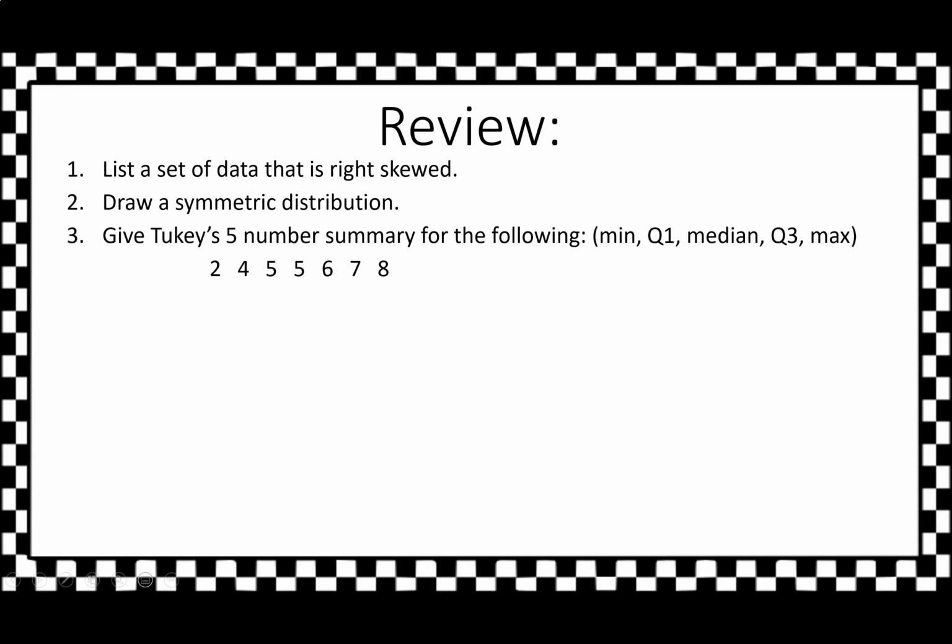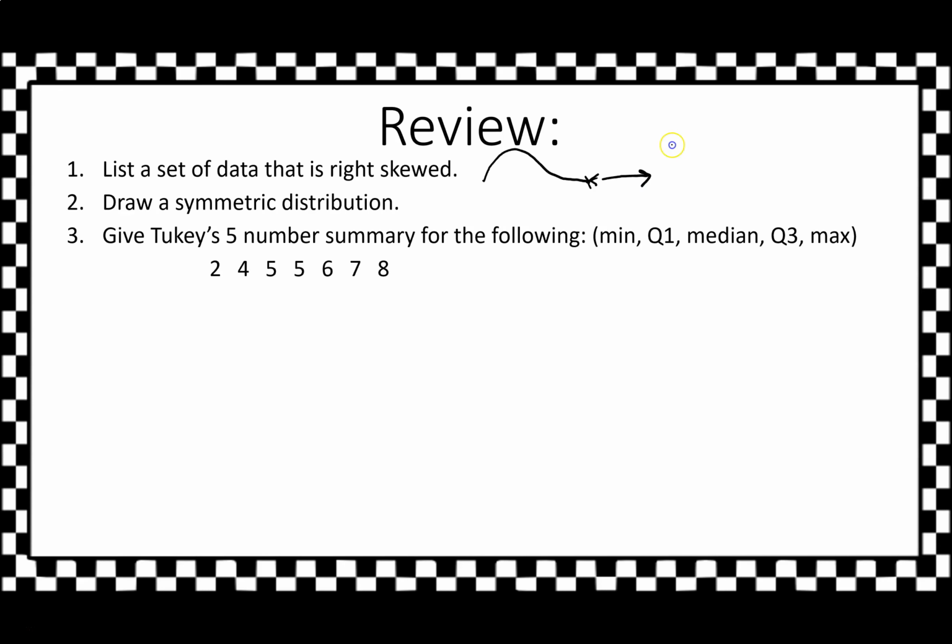So list a set of data that's right skewed. That's something that looks like this. Okay, why do I know that? Well, I memorize it because this is a tail, and I'm going to take that tail and pull it this way. That's right skewed.